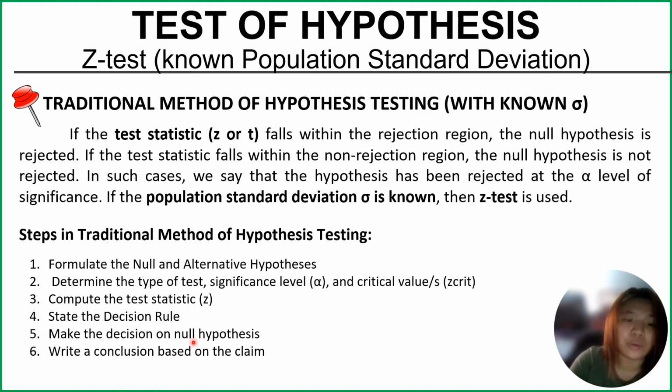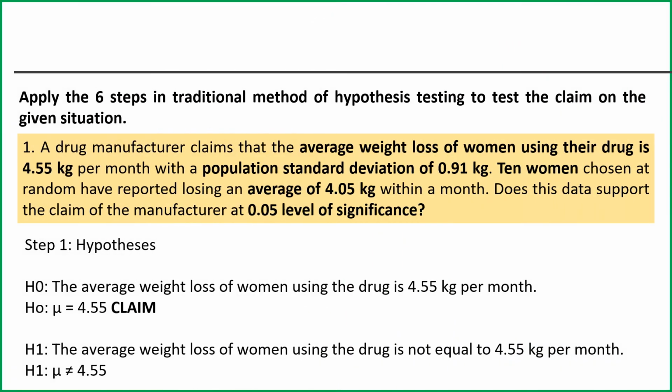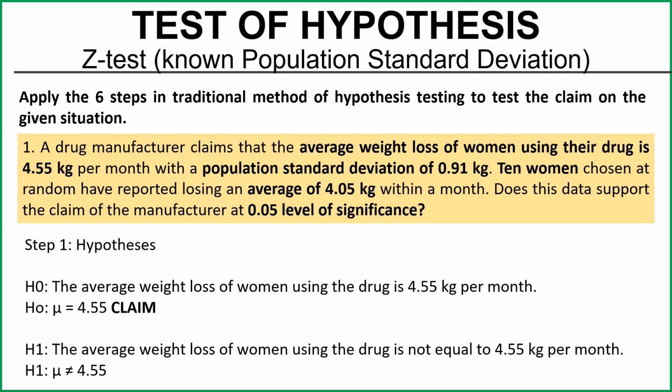Therefore, we will write our conclusion as the words in the null hypothesis. Let me give you an example now to make it clear. So applying the 6 steps in the traditional method of hypothesis testing, let's answer number 1.